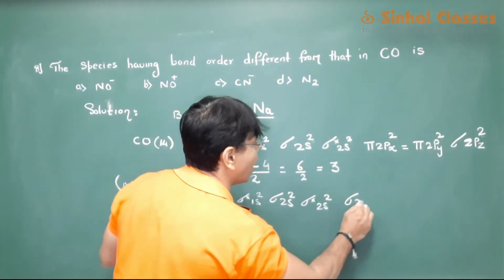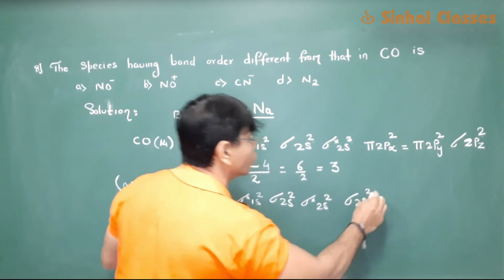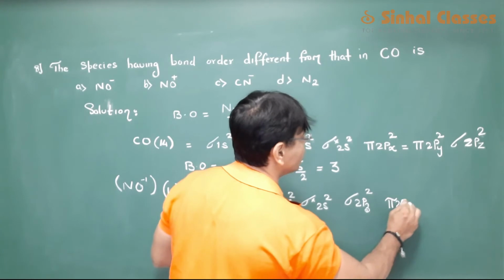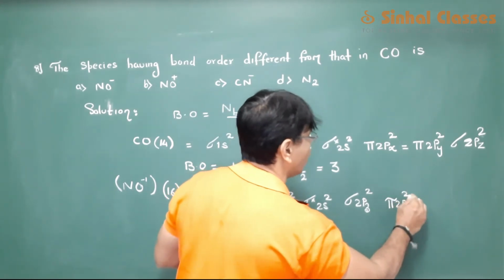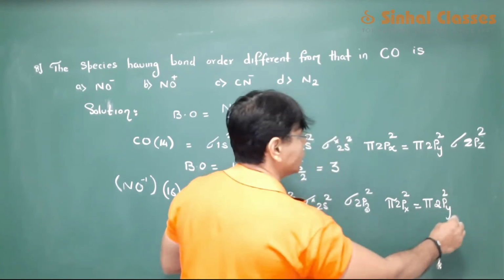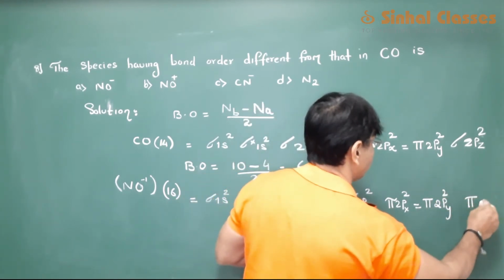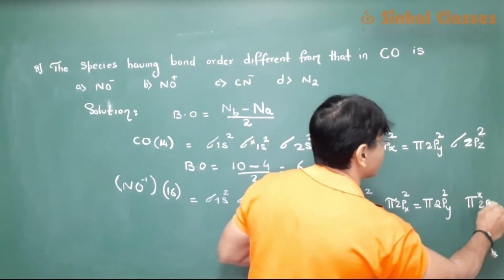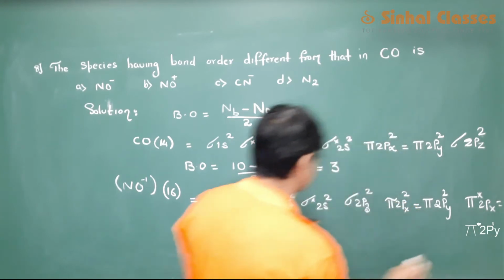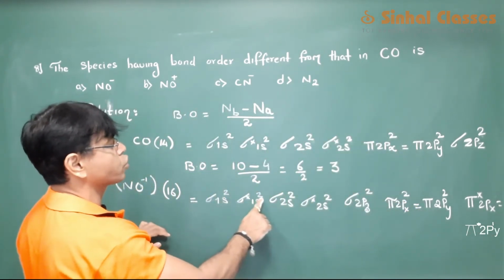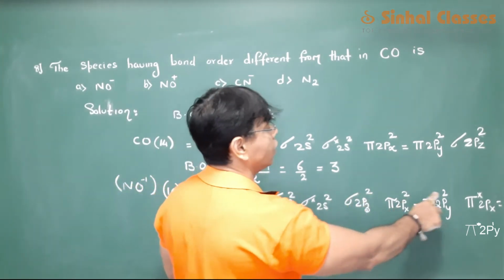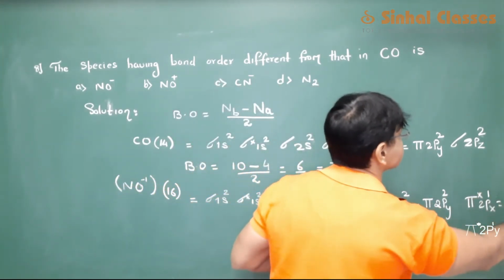then sigma 2pz2, then pi 2px2 is equal to pi 2py2, then it is pi star 2px, which should be equal to pi star 2py. Let's see the total number of electrons now. 2 plus 2, 4, 6, 8, 10, 12, 14, 15, 16.